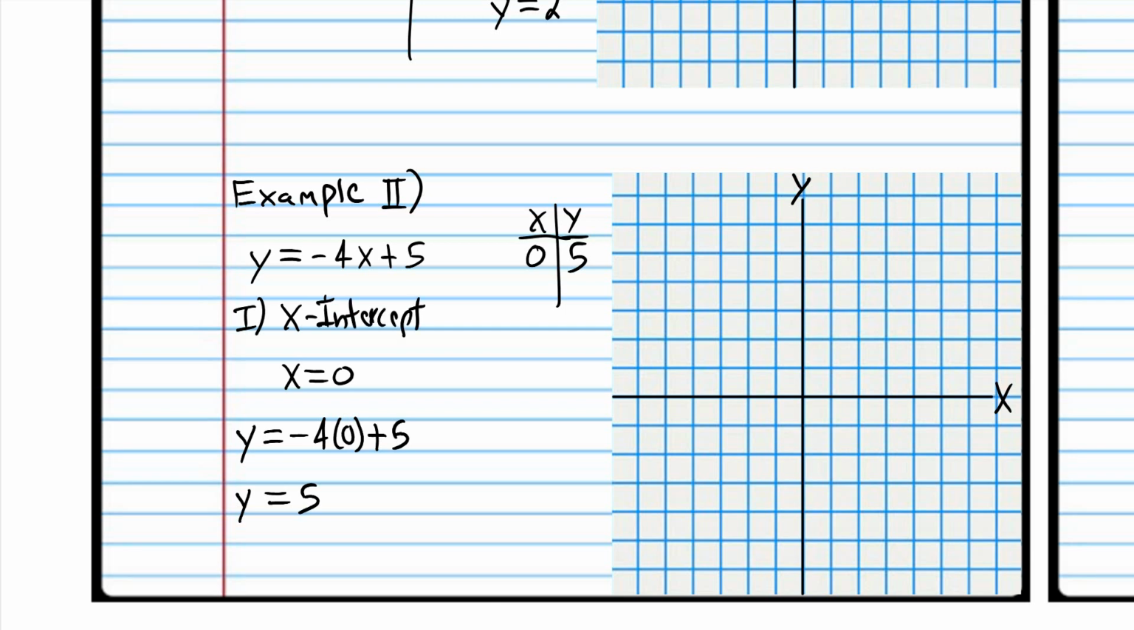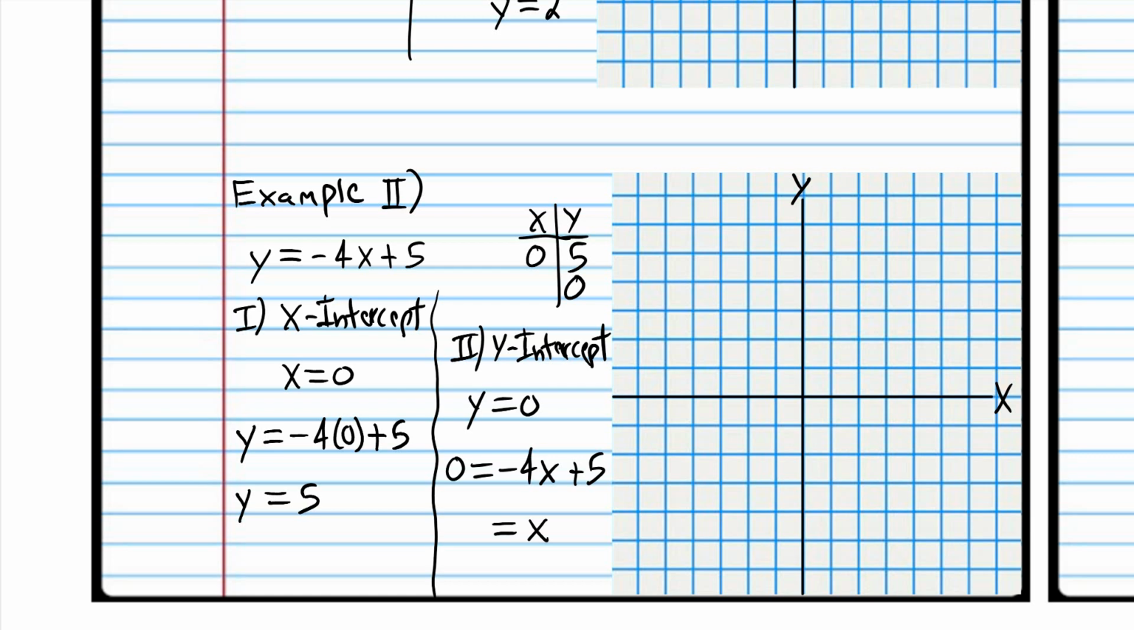So now, step 2, we're going to find the y-intercept. Sorry, it's kind of sloppy there. And to do that, we're going to let y equal 0. And then we're going to plug in 0 for y. And we don't really have a lot of room to show the work here, obviously, but that's just going to be x is equal to 5/4.